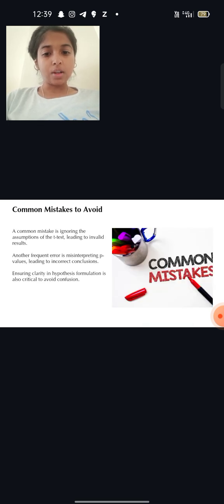Common mistakes to avoid include ignoring the assumptions of the t-test, leading to invalid results. Another frequent error is misinterpreting p-values, leading to incorrect conclusions. Ensuring clarity in null hypothesis formulation is also critical to avoid incorrect conclusions.